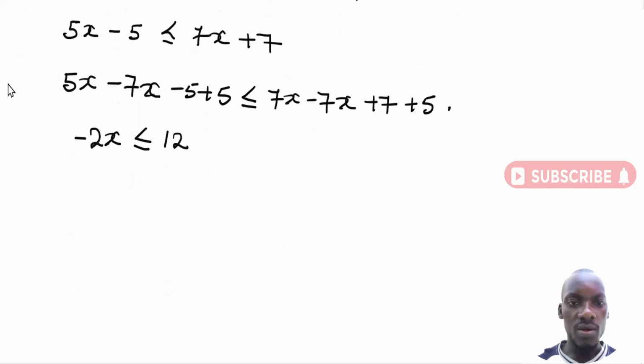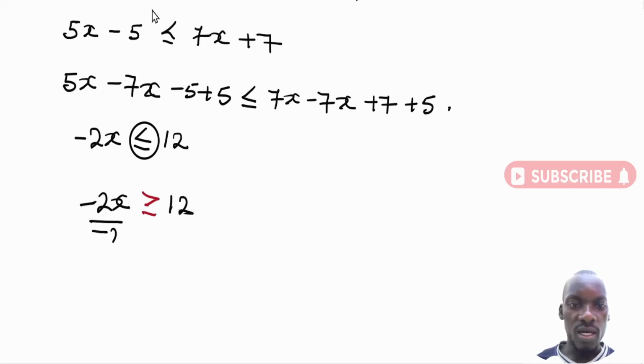So in here we are going to divide through by negative 2. That means we have negative 2x. We now reverse the inequality symbol to become greater than or equal to 12 as we have divided through by negative 2. So now we remain with x alone being greater than or equal to 12 divided by negative 2. That is negative 6.